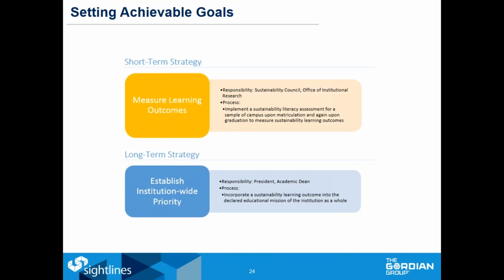So short-term, they've made the Sustainability Council and the Office of Institutional Research responsible for creating a literacy assessment. They want to sample upon matriculation and again at graduation to measure sustainability learning outcomes. This is going to create their baseline to see their performance on this academic front. And then longer term, they're in the planning stage now for this, it will be the responsibility of the president and the academic deans to incorporate sustainability learning outcomes into the declared educational mission of the institution as a whole, so across departments and across divisions.